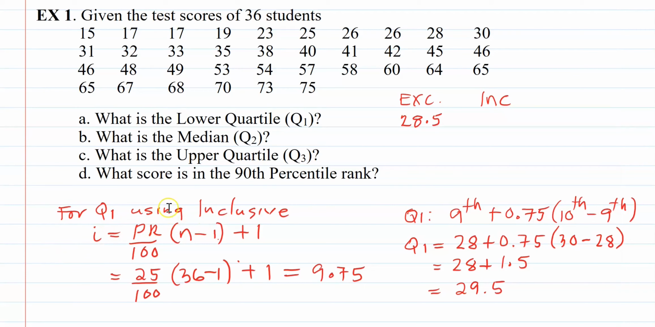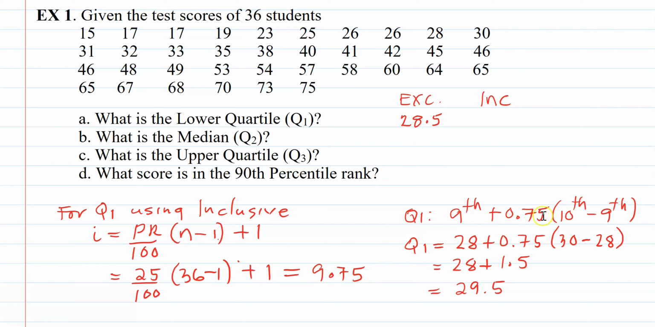For the inclusive method, our formula for the position number I is PR over 100 times n minus 1 and then plus 1. Our PR is 25 over 100. Our n is 36 minus 1, and 36 minus 1 is 35. Multiply that with 25 over 100 and then add 1. The result is 9.75. Our Q1 will be located on the 9th position from this integer here, 9, and then plus 0.75 from the decimal part.